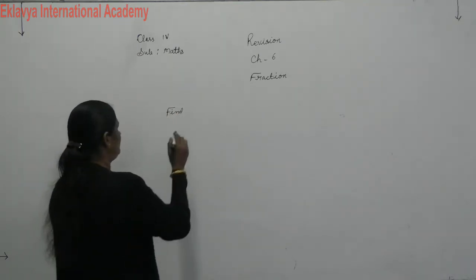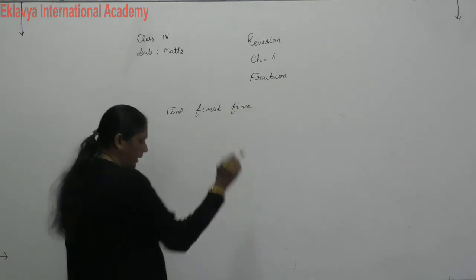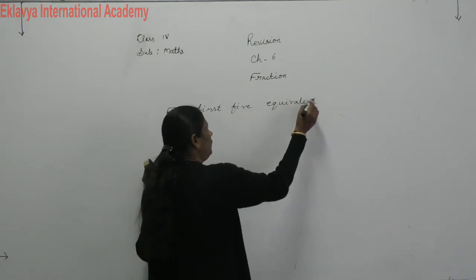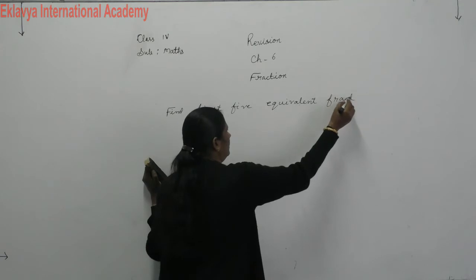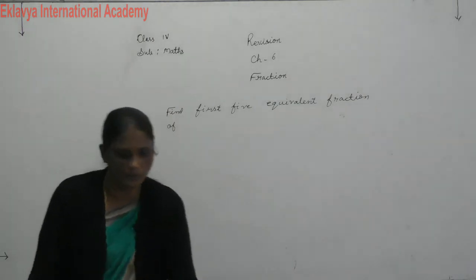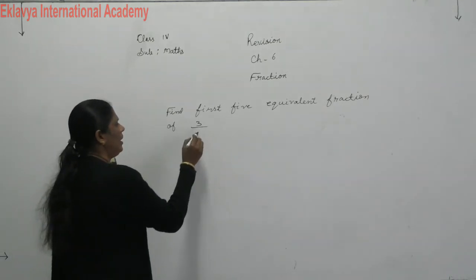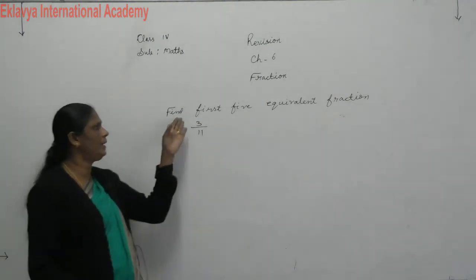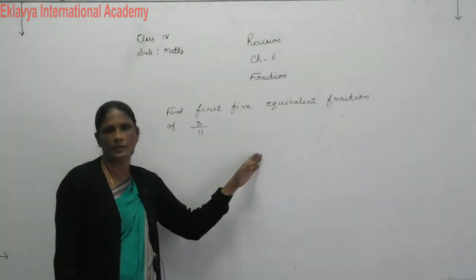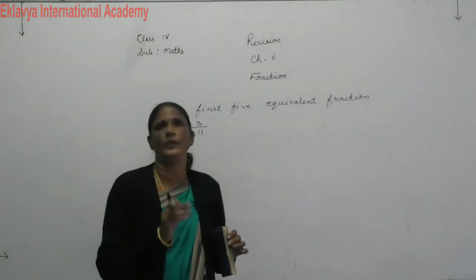Our first question is: find the first 5 equivalent fractions of 3 by 11. First you write 3 by 11.